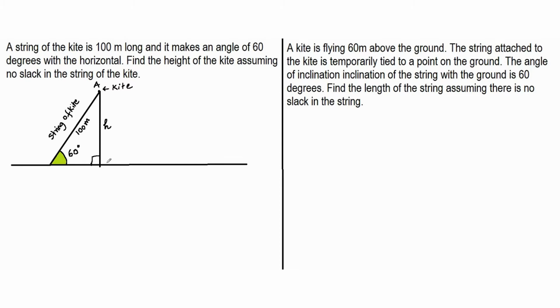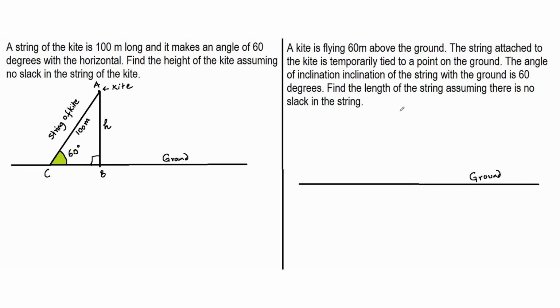So let's consider A, B and C. AB is the vertical height of the kite above the ground. AC is basically the string of the kite. And 60 degrees is the angle made by the string of the kite with the ground. This is the horizontal ground. We have to find the height of the kite, which is basically h. Let us now draw the diagram for the next one, and then we will solve both the problems. A kite is flying 60 meters above the ground. So let us assume that this is the ground.